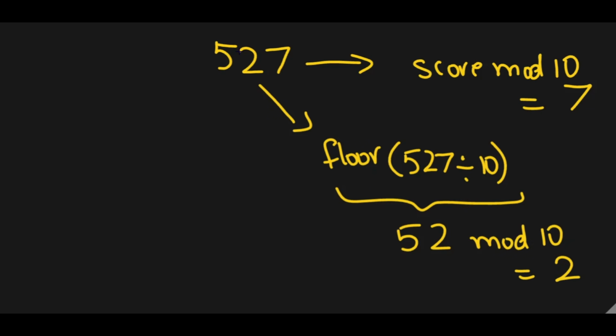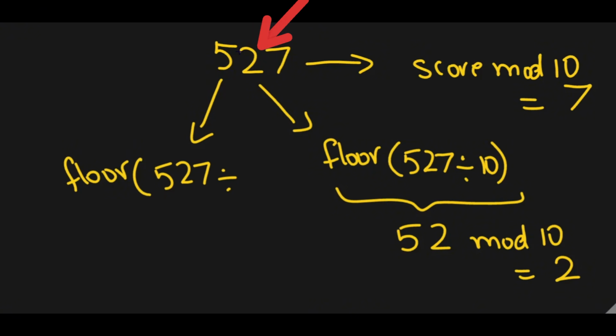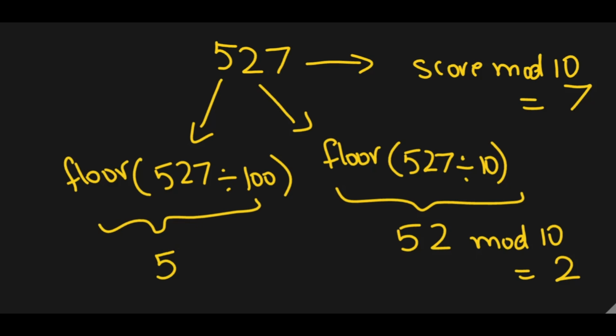That done, and now this one. The floor of 527 divided by which number now? This was the tens digit, this is the hundreds digit, so we have to divide by 100. This will give us 5, and 5 mod 10 is equal to 5. Do you see the pattern? The same pattern can be done for the thousands digit, the 10,000s digit, and the 100,000s digit.